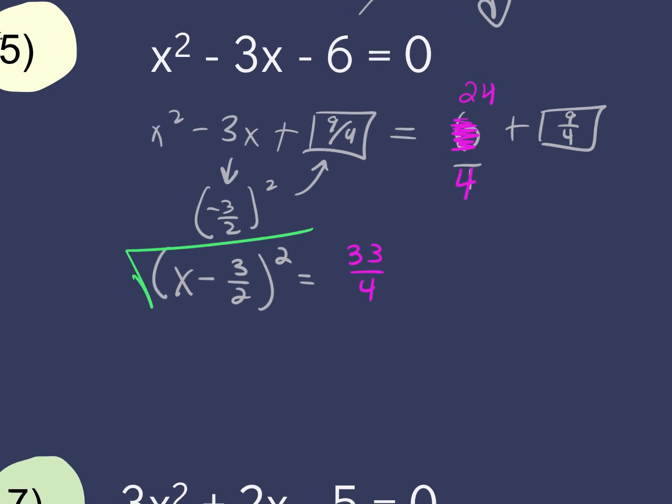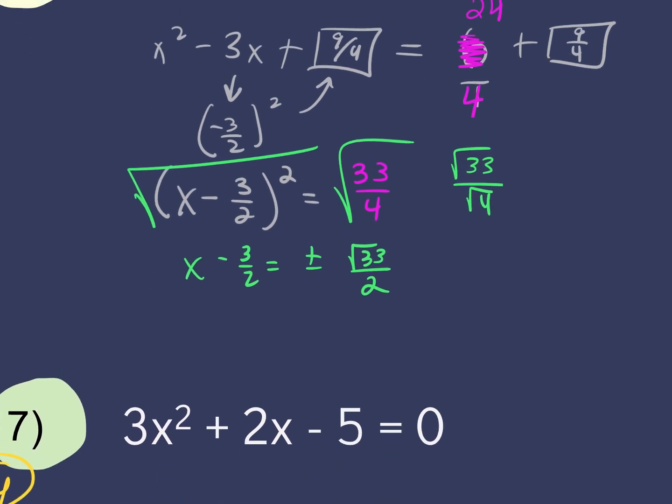Take the square root. Perfect. When you take the square root, what goes in front of your answer? Okay, great. So I have plus or minus. Now think about this, guys. You can break this up. This is the square root of 33 over the square root of 4. Do either one of those simplify? Which one? The bottom, right? So it's the square root of 33 over what? 2, okay. And then what's your last step? Plus 3 over 2. Perfect. So plus 3 over 2.